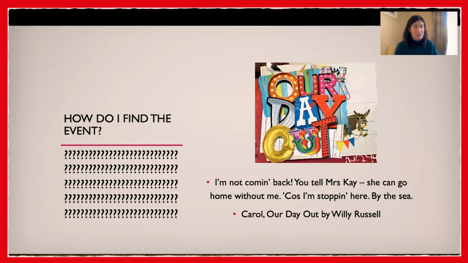So let's have a little think about Carol. Let's ask some questions. When she says, "I'm not coming back," where is back? What does she mean by that? Where is she going back to? Does she mean to the bus, from the edge of the cliff, to her life, to her school? Or does she mean something else?